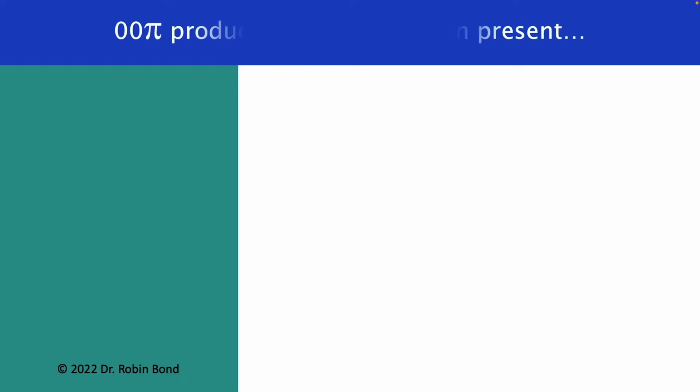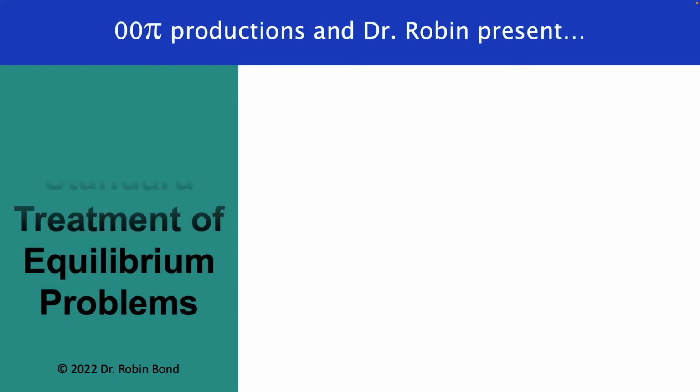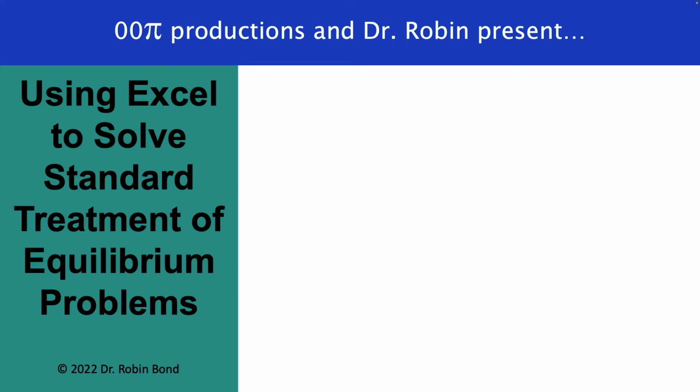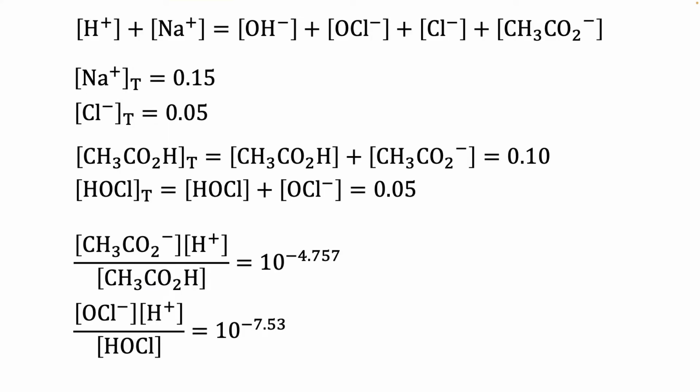This is a really hastily put together video on how to use Excel for the systematic treatment of equilibrium. So here were the equations we came up with in class. There are 8. We're solving for 8 different variables. And we're going to use our charge balance equation as our base equation.